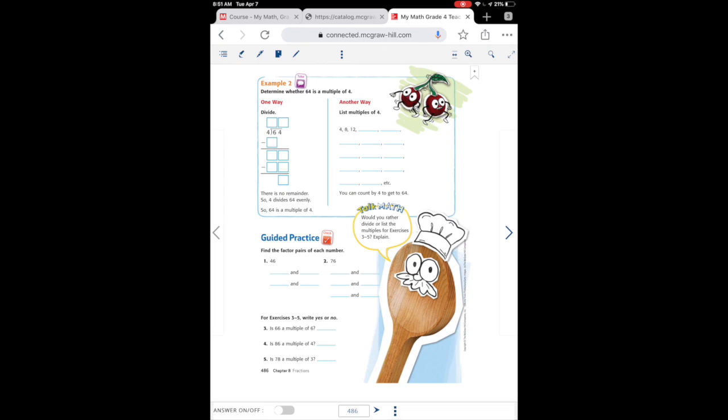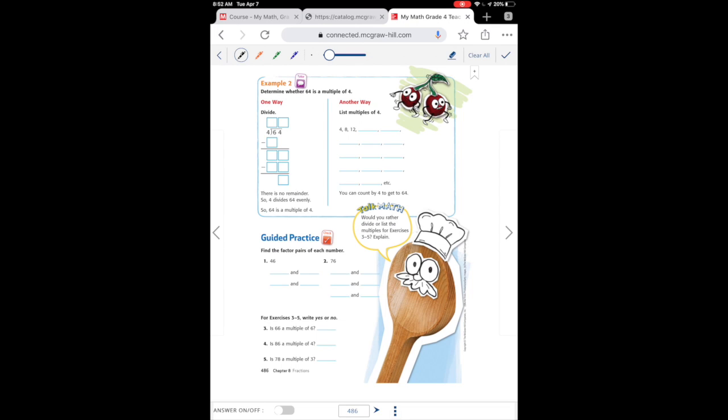Example 2, determine whether 64 is a multiple of 4. So I need to think about what that's asking me to do. I'm not thinking about factoring anymore, so I'm not going to try and figure out all the factors of 64. But I need to figure out if I skip count by 4, will I ever say 64? Okay? So there are 2 ways that we can do this. The first way is we can divide. So let's work on that one first, okay? Let's do one at a time.